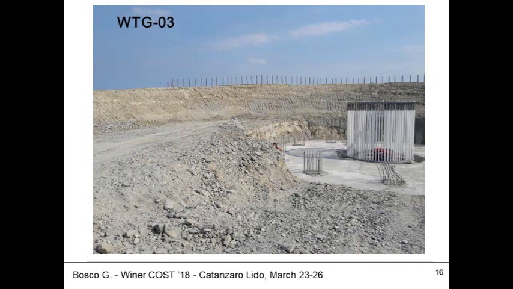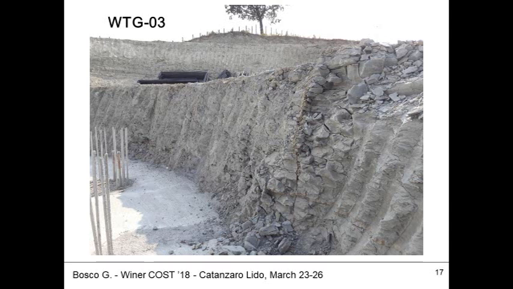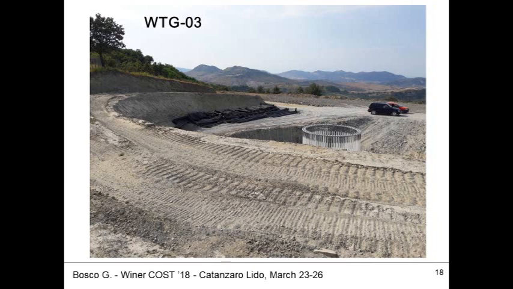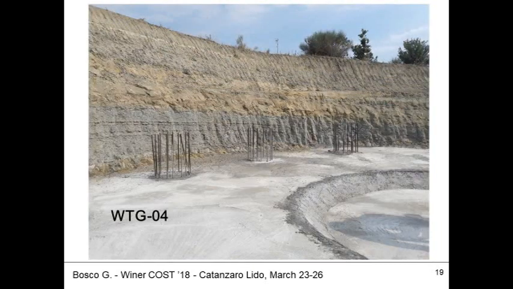Tower number 3, similar soil condition with exposed stiff clay and marly materials. This is tower number 4. As before, you can see an upper layer of yellow sand and sandstone, and the marly clay with thin layers of sandstone.